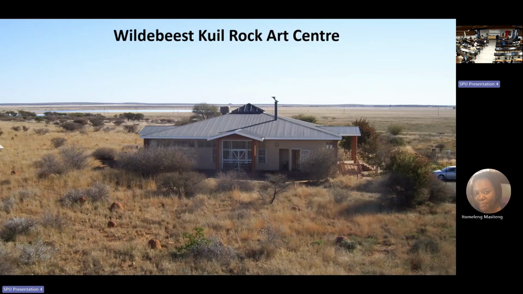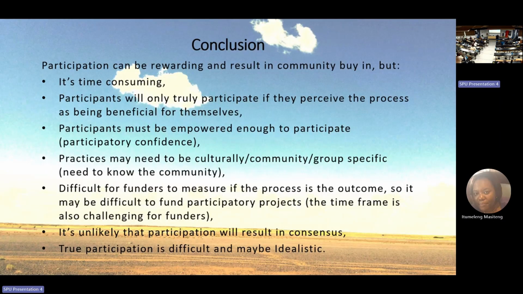Right, my last slide. I changed it up. It's not really a conclusion. It was more things to think about. So participation is very time consuming. That's the reality.